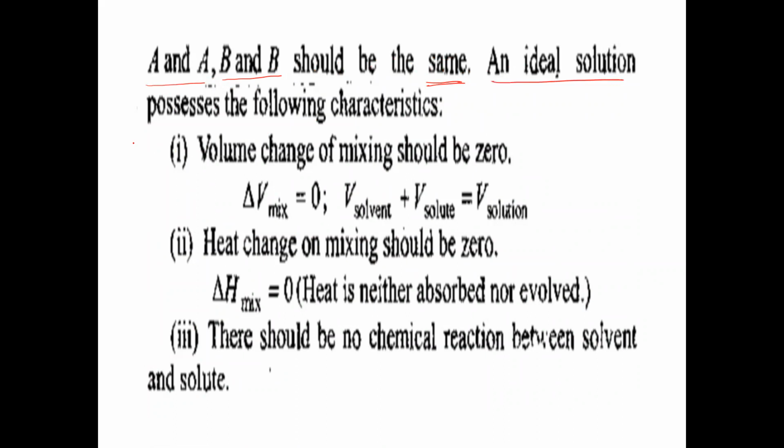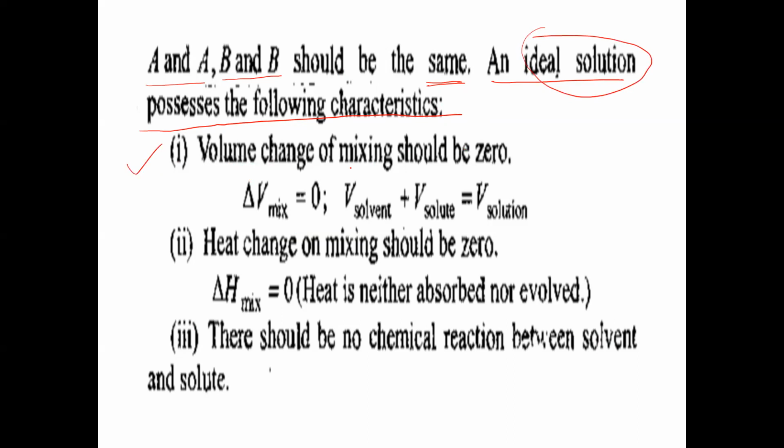So an ideal solution possesses the following characteristics. When an ideal solution is formed by mixing liquid A and liquid B, that ideal solution will have the following characteristic properties. We are studying the characteristics of ideal solutions. The first characteristic property is that the volume change of mixing should be zero.